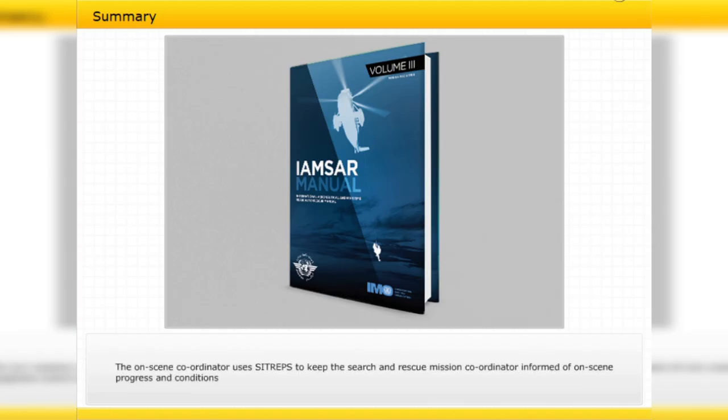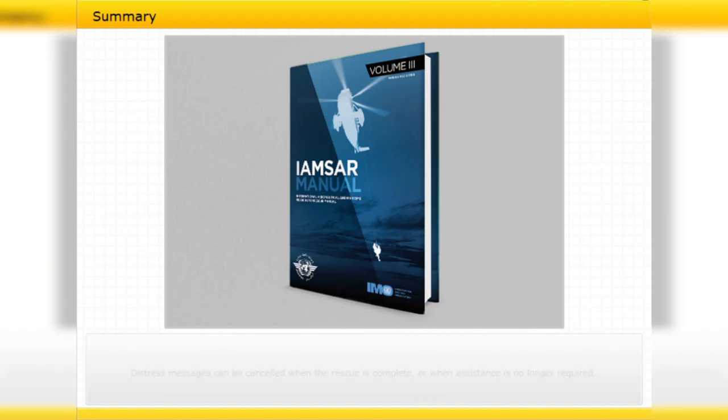The on-scene coordinator uses SITREPs to keep the Search and Rescue Mission Coordinator informed of on-scene progress and conditions. Civil aircraft do not usually have equipment to communicate with ships. The RCC will often assist in helping the aircraft by direct communications or by passing on messages. Distress messages can be cancelled when the rescue is complete or when assistance is no longer required. False alerts should be cancelled.